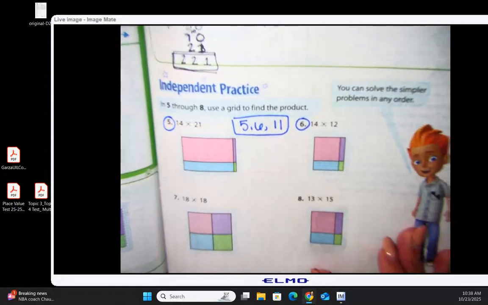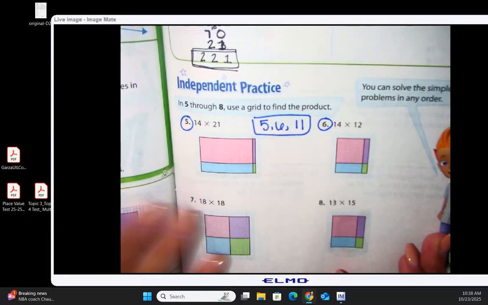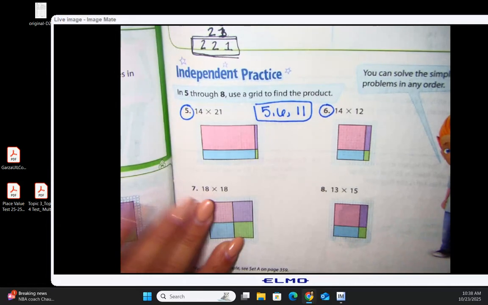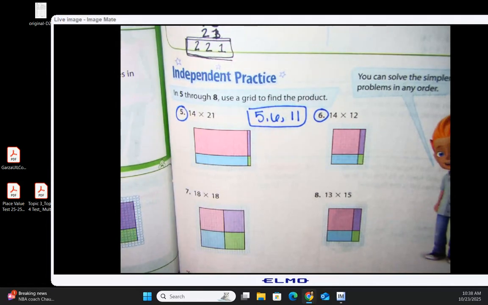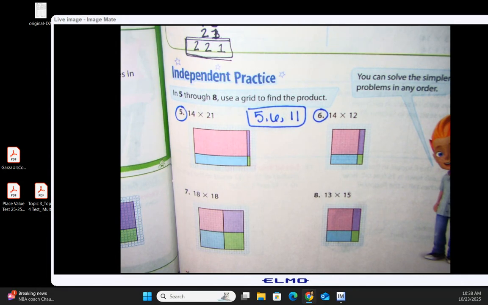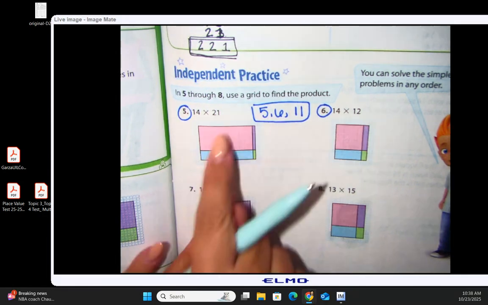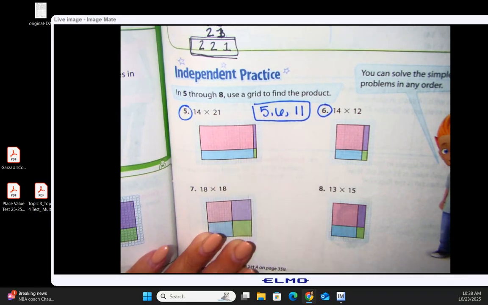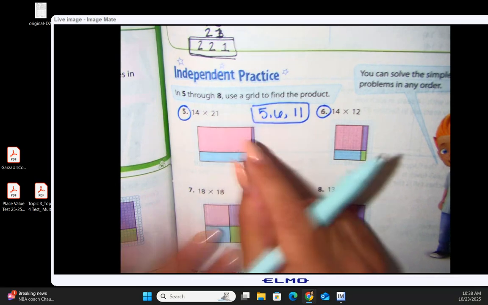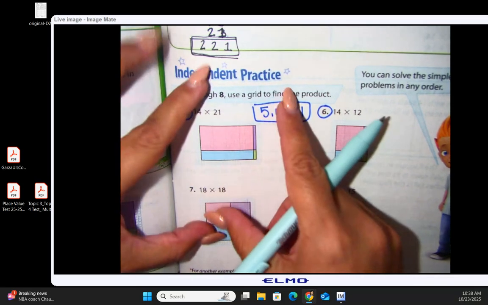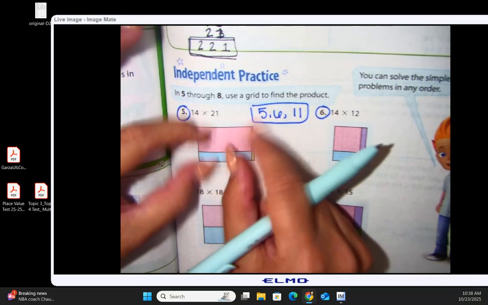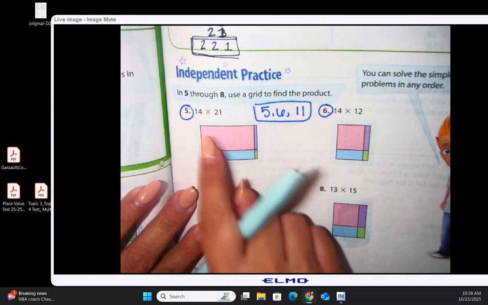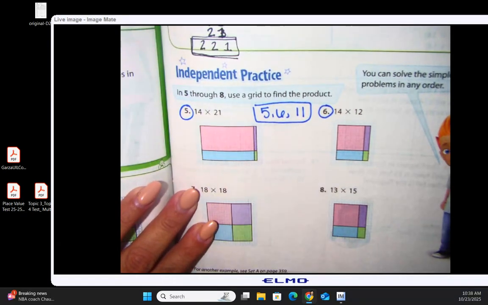Okay, so for homework, we did numbers 5, 6, and 11. Remember that this is what's going to be on our test tomorrow. Now, in our book, the reason that these squares are different sizes is because if we were doing this on the computer and we could zoom in, we could literally just count the rows and the columns or the squares.